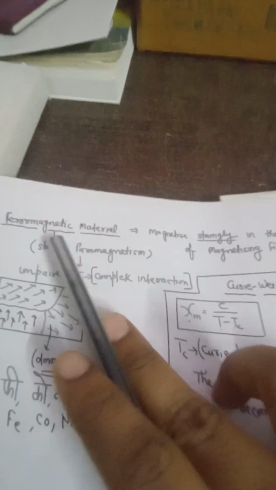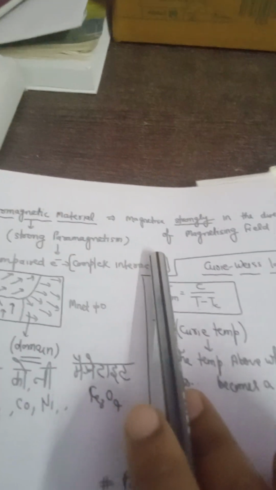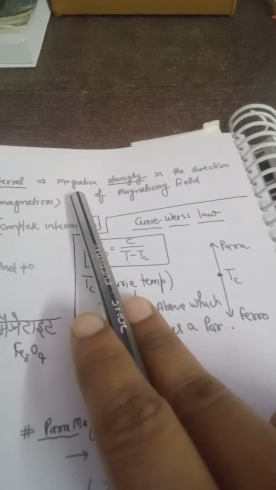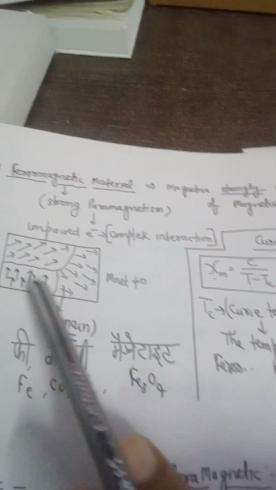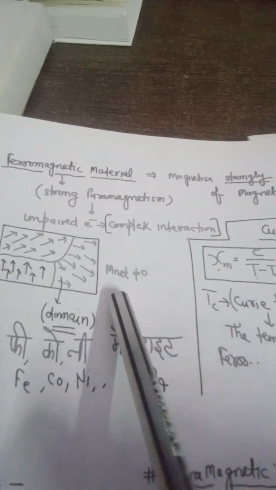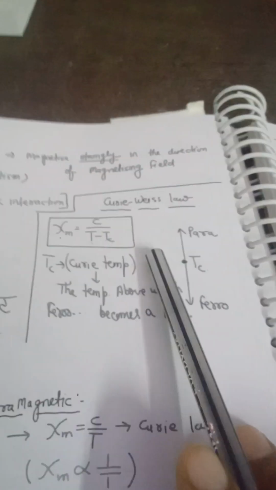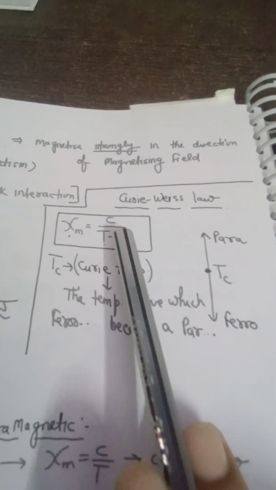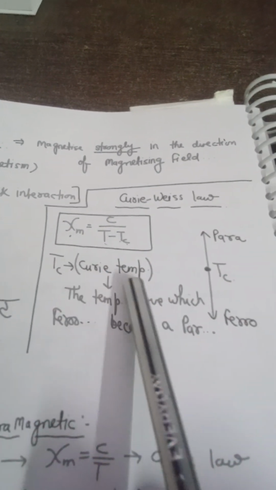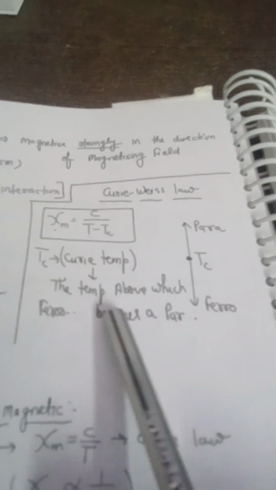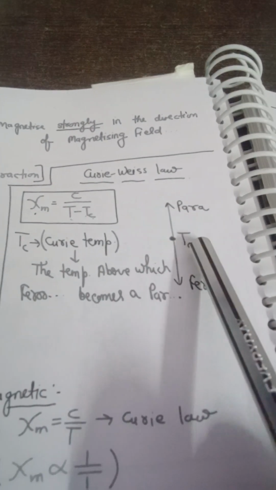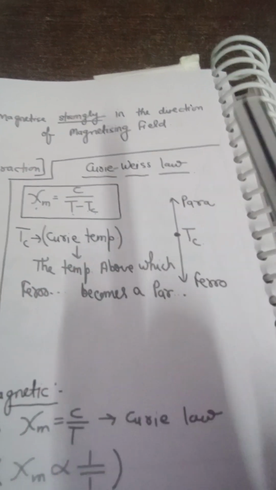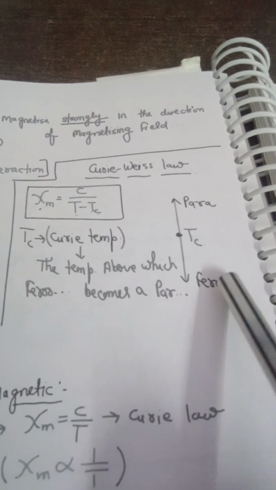Now we are moving to strong magnetic materials. Ferromagnetic material has strong magnetization. It magnetizes strongly in the direction of the magnetic field. There are lots of unpaired electrons, so complex interaction, and m is not equal to 0. Here we use the Curie-Weiss law: chi_m is equal to C upon T minus Tc. Tc is the Curie temperature. Above this temperature, ferromagnetic becomes paramagnetic. So this is Tc, the Curie temperature: above it is paramagnetic, below it is ferromagnetic.